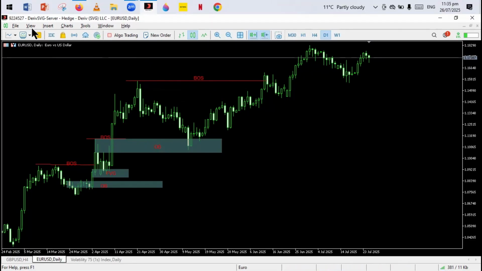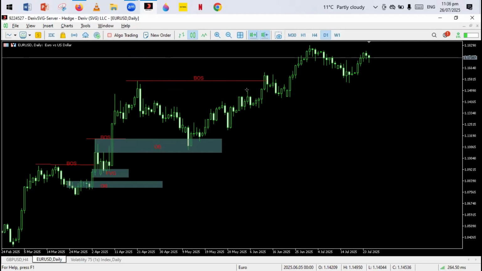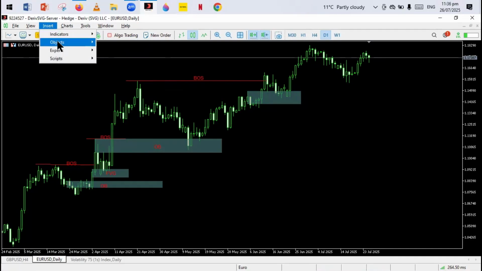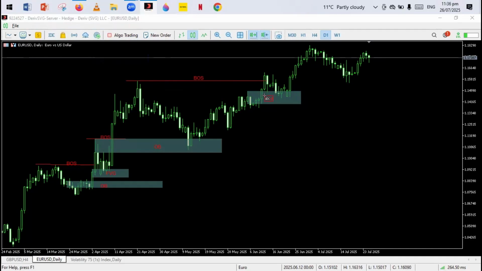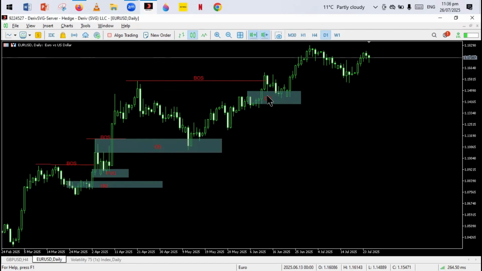Price will always come back to tap into the origin, which caused the break of structure. In this case, it's always the last internal break of structure. That is your order block. So the order block is the whole body of the candle, like that. So that is your order block where price reacted off.